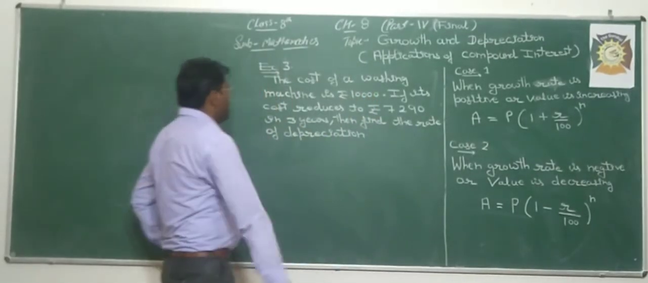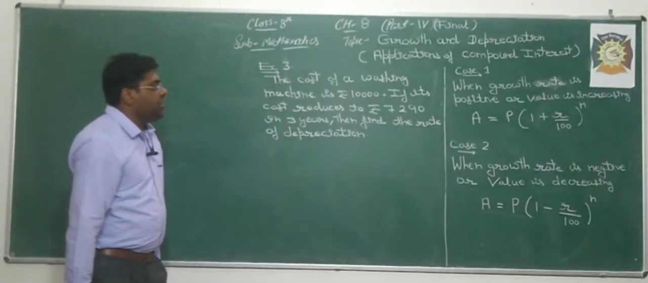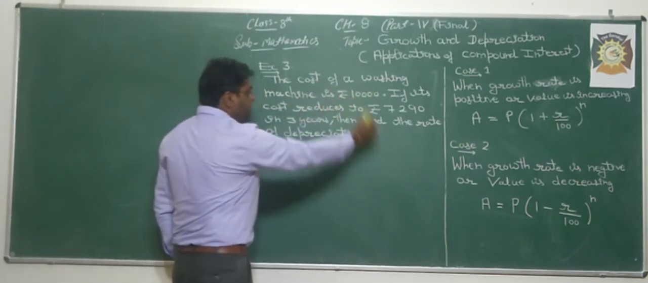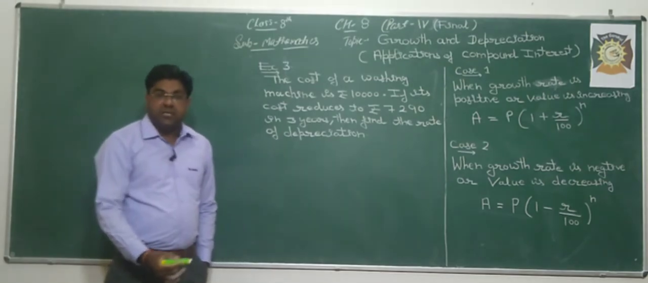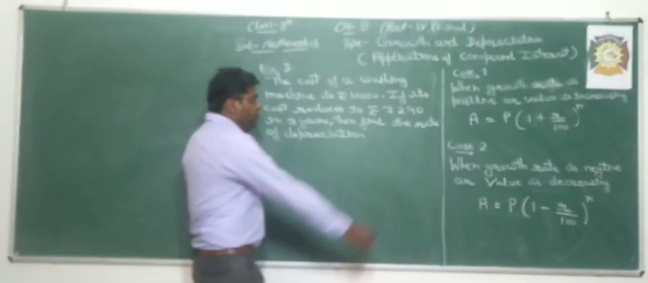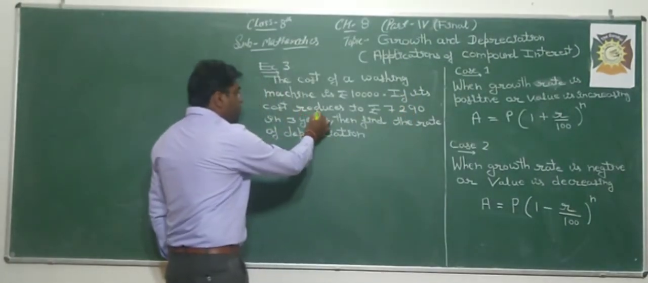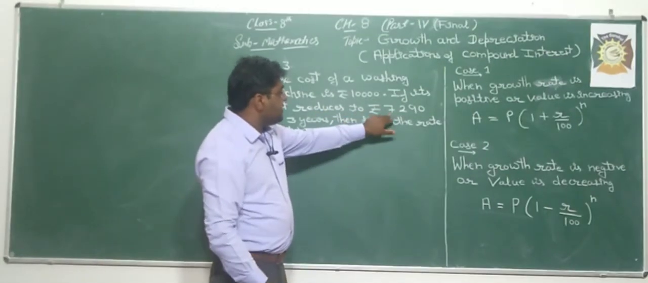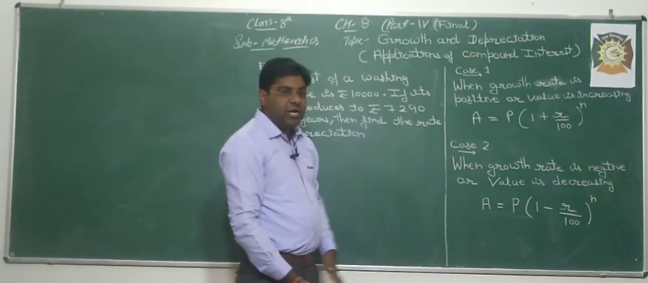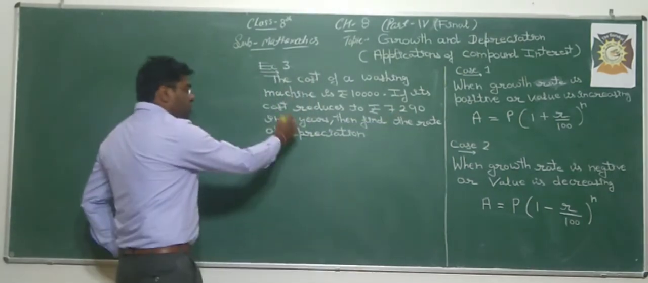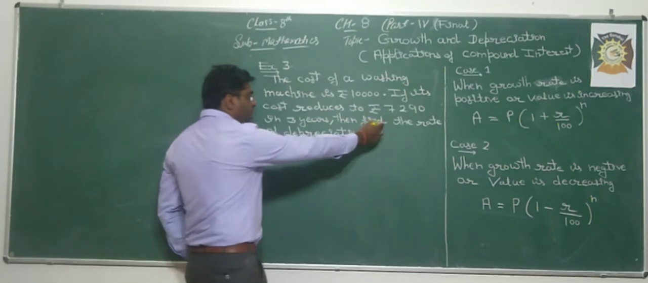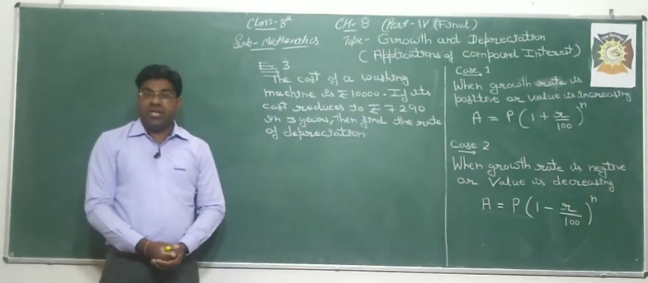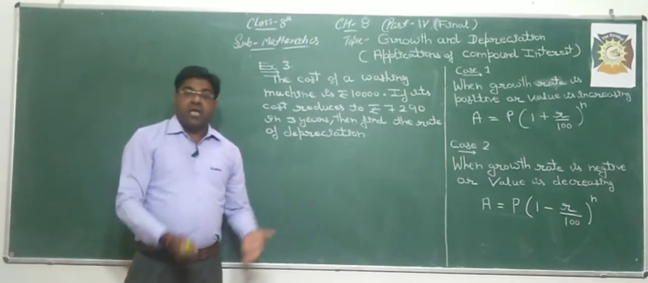Yes students, now this is example number 3. Here the cost of a washing machine is 10,000. This is the present cost, and if its cost decreases to 7,290 rupees in 3 years, then find the rate of depreciation. That means we have to find the rate of decrease of the price per annum.